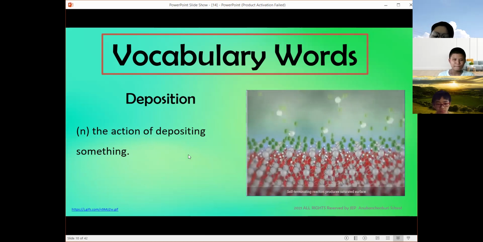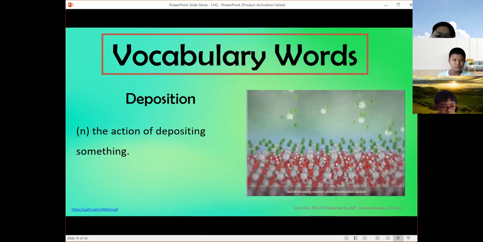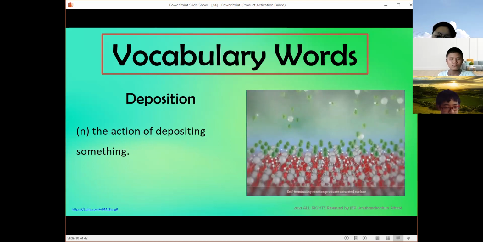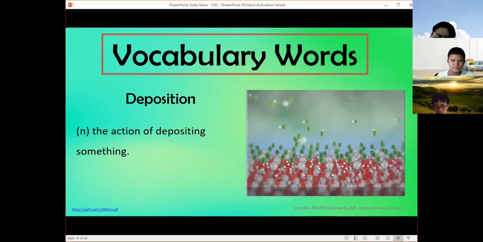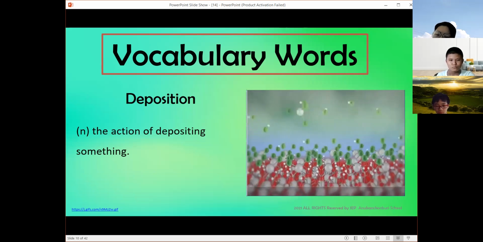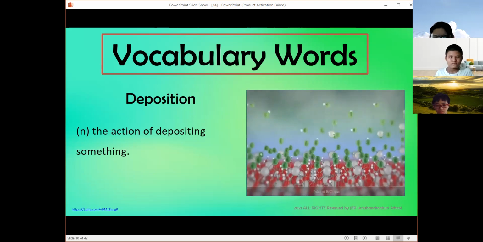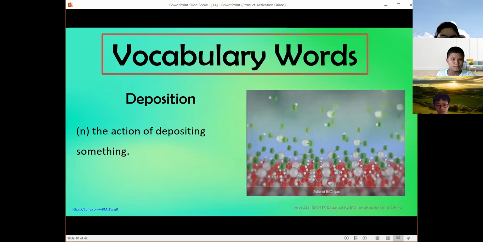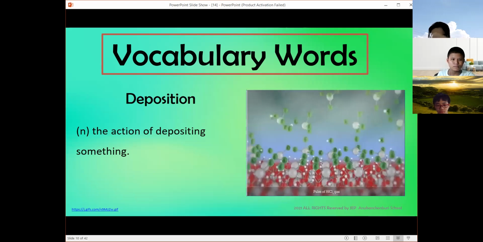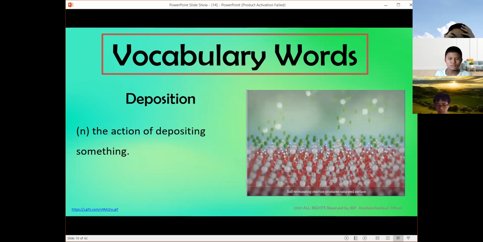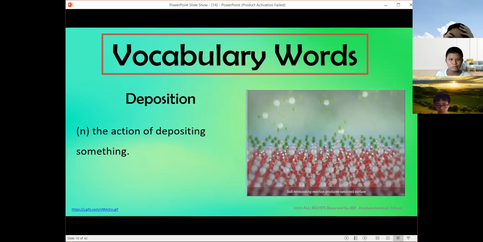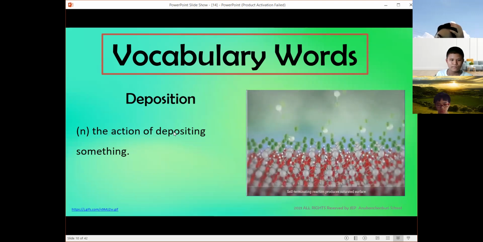Satawit, can you read the definition of the word deposition? The action of depositing something. Okay, so this is like when we deposit, for example, money. When we deposit money, we put the money in the bank. The same thing here. Because of rain, wind, and natural forces like the heat of the sun, these sediments will go into the bottom of the ocean, and it will be deposited there. So there will be a deposition happening beneath the seabed. That is what the word deposition means.